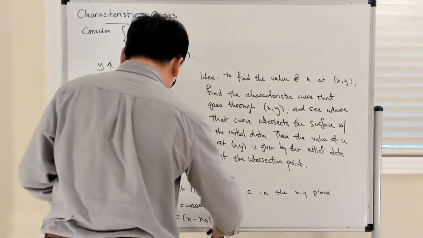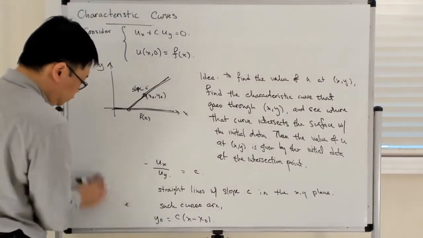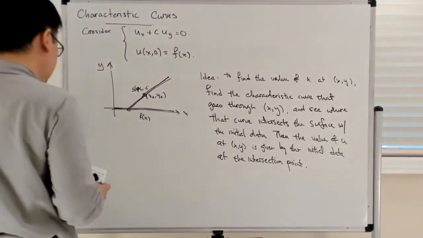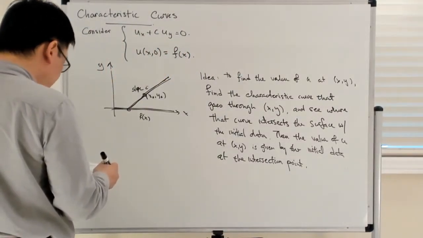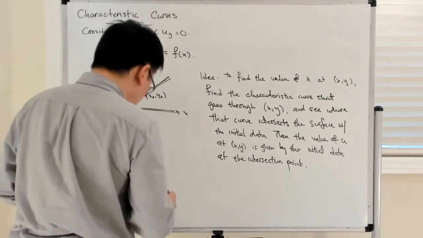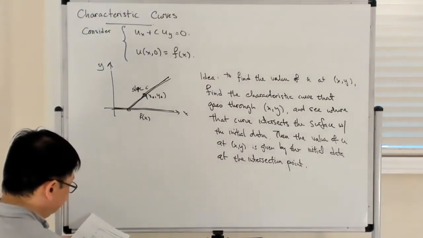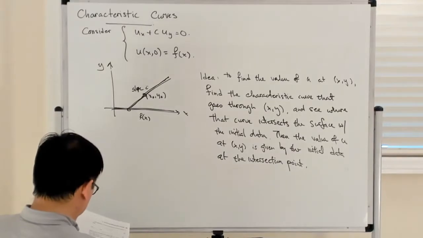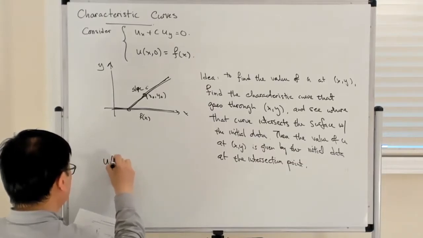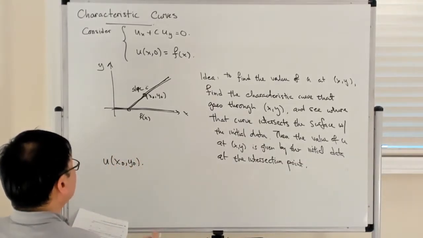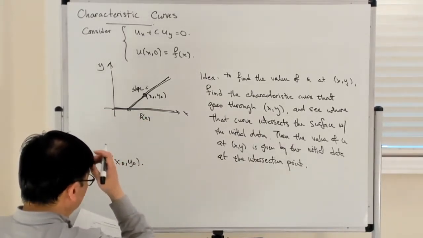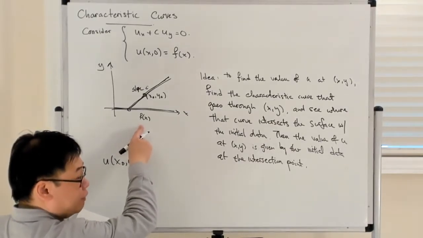So let's see what happens. Let's just say x0, y0 is actually the point you want to evaluate it at. Well, actually, x and y is where you want to evaluate it, right? So let's try to evaluate u at x0, y0, and I want to find a point x which is on the x-axis. Being on the x-axis means that the corresponding y value is 0.